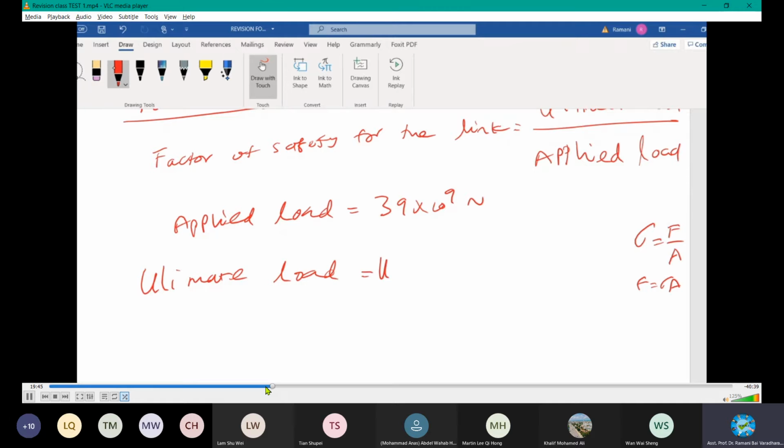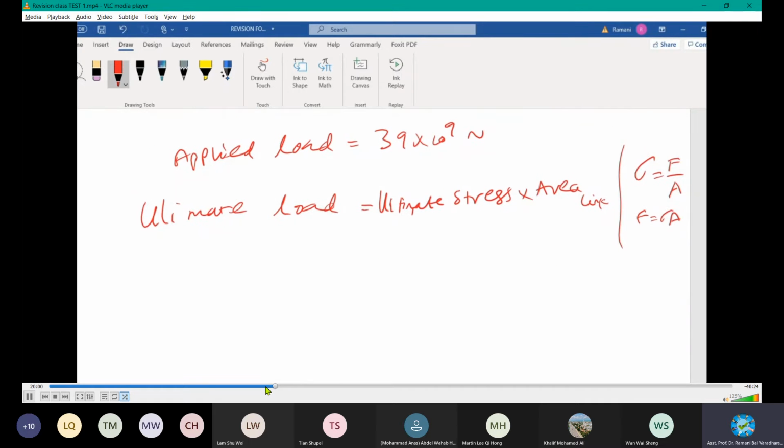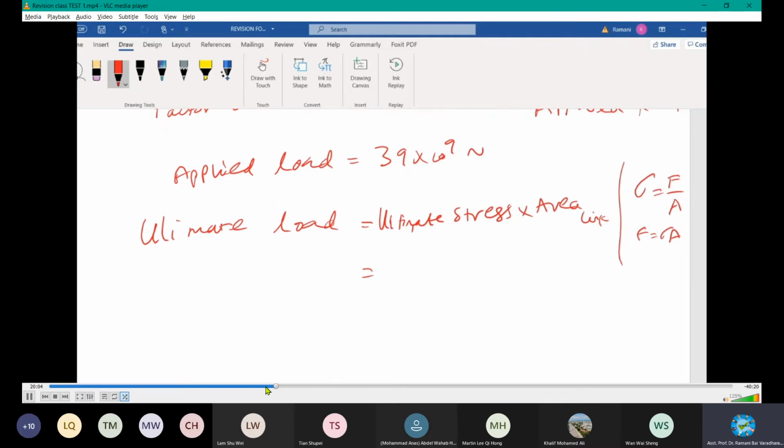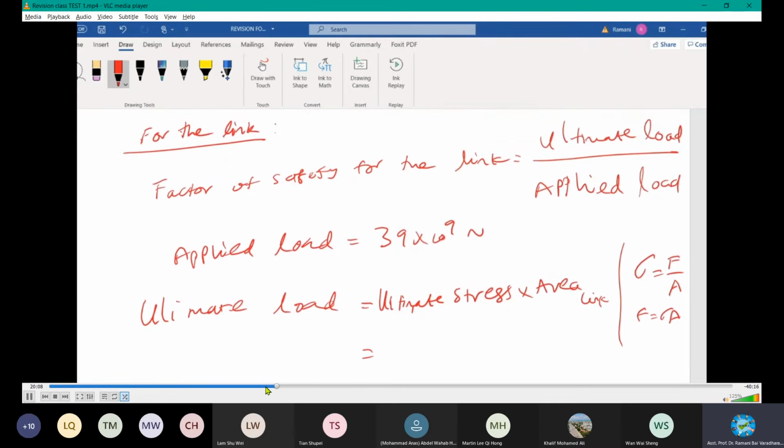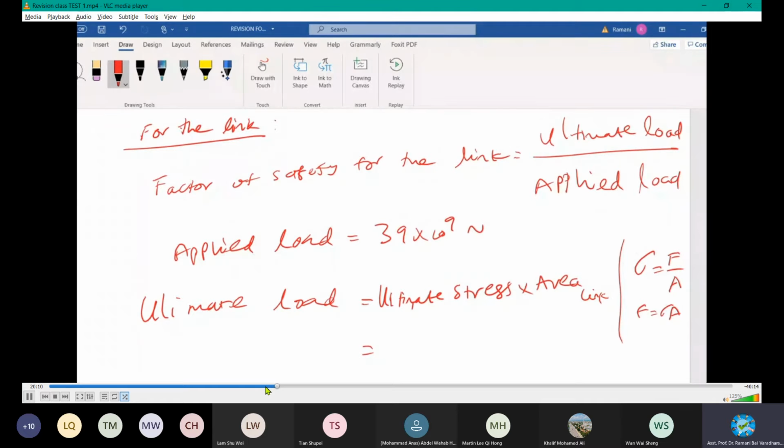So ultimate stress, ultimate stress times area at link, area of the link. We are doing first for the link. Okay. Let's find out the load. You are given with ultimate stress. How much is that? Later we substitute. Let me find area of the link. Do you have area of the link? Don't have, right? You need to find the area of the link first.